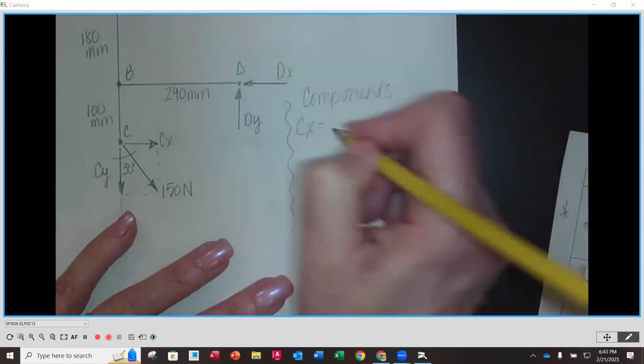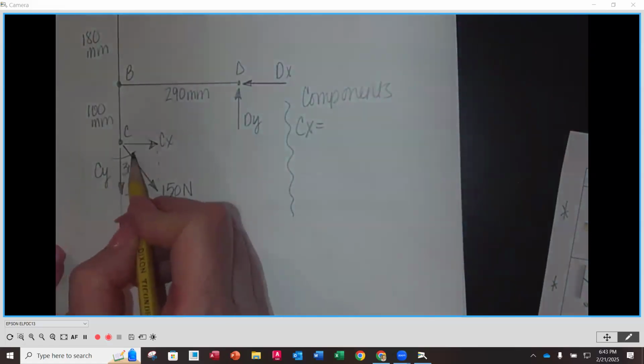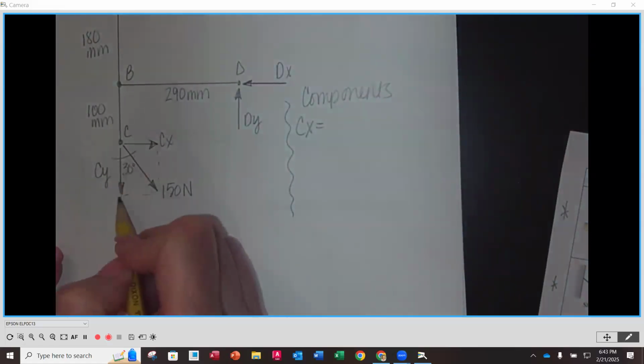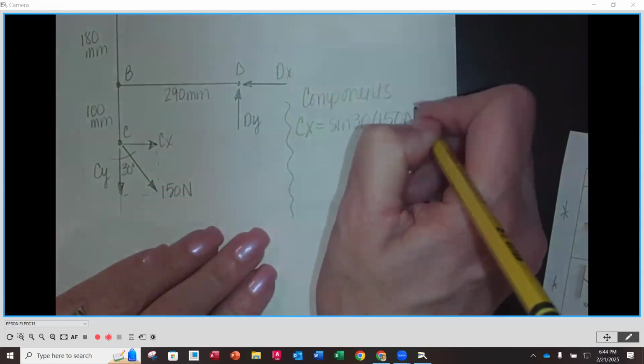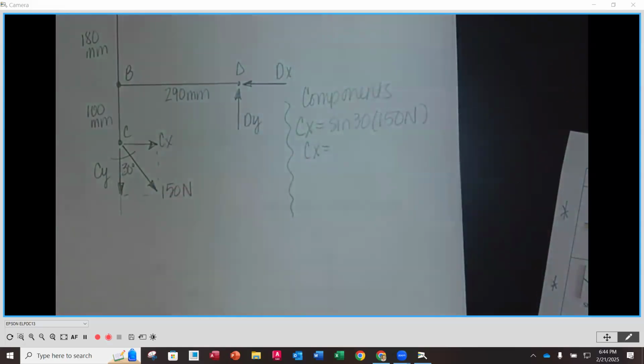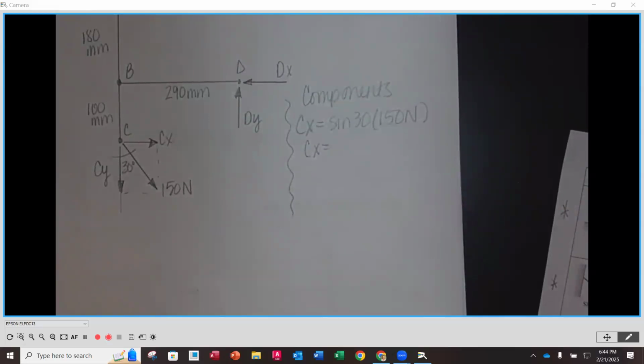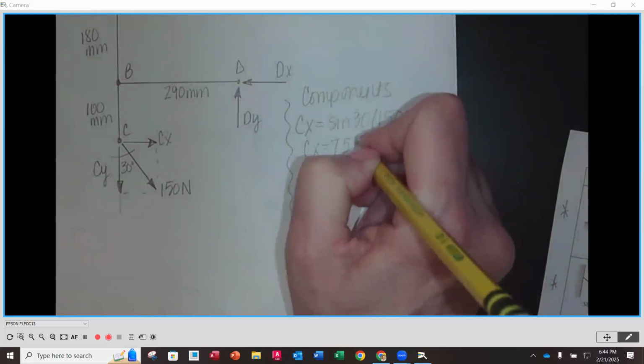Okay, so CX is equal to, our angle is here, 30 degrees. That means the X component is the side opposite, so it's going to be sine 30 times 150 newtons. So watch those angles, because we don't want to get too used to cosines being the X's and sines being the Y's, because in this case it's not. So sine 30 times 150 is going to be 75 newtons.